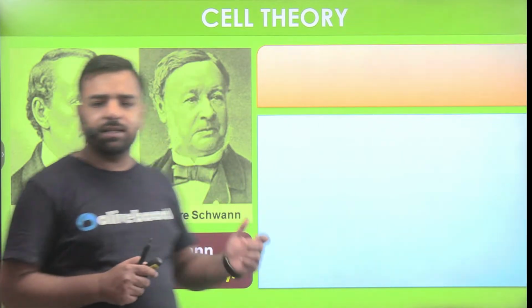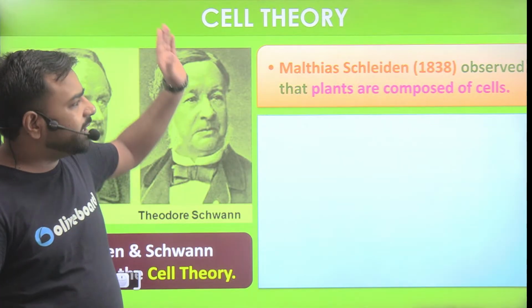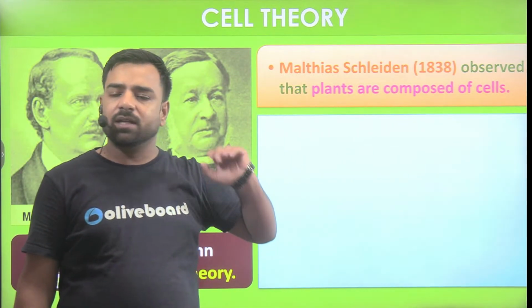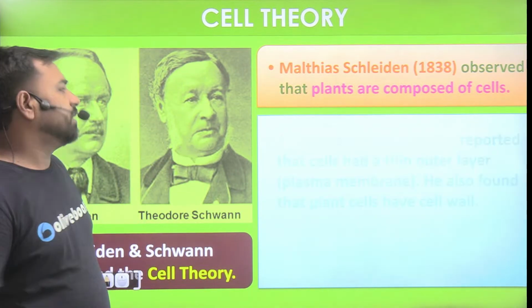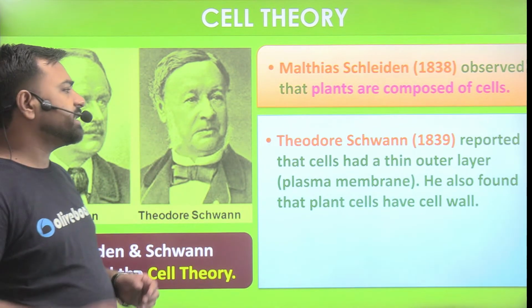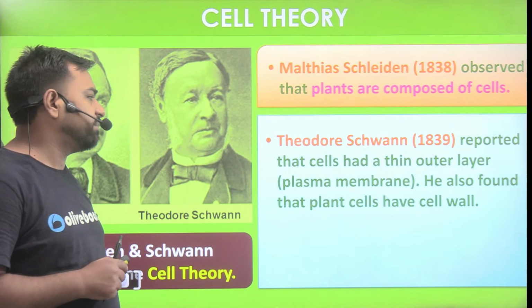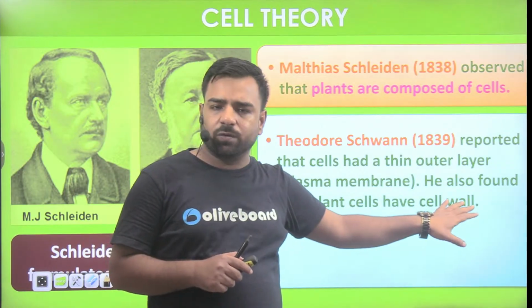First of all, let's discuss Schleiden. Schleiden was the one who in 1838 observed that plants are composed of cells. And if I talk about animals, Schwann was the one who discovered that cells had a thin outer layer known as the plasma membrane. He also found that plant cells have a cell wall. That was in 1839, just after 1 year.